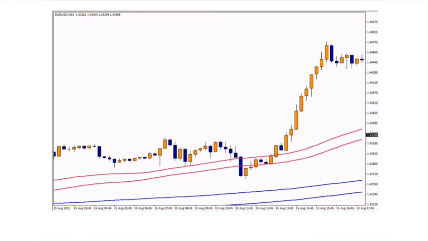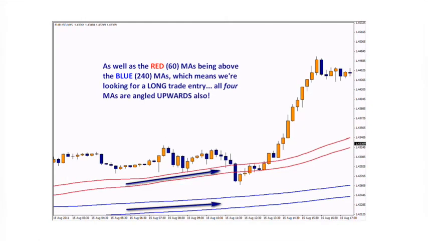Now, it's not quite as clear-cut as that, so we have to add a couple of extra rules. Number 1, all 4 MAs should be angled in the same direction as the trade direction. In other words, if the red MAs are above the blue MAs, the angles of all the MAs should be upwards, like this. The above rule is the same for short trades. When the red MAs are below the blue MAs, we also want them all to be angled downwards too.